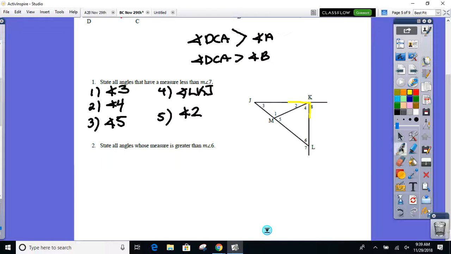Same diagram. Can you find me any angles that are greater than 6? Greater than 6, and there's 2 of them. We know 7's not one, right? Can't say the supplementary one is. So can you find an exterior angle where 6 is a remote interior? Can you find any exterior angles where 6 would be a remote interior?